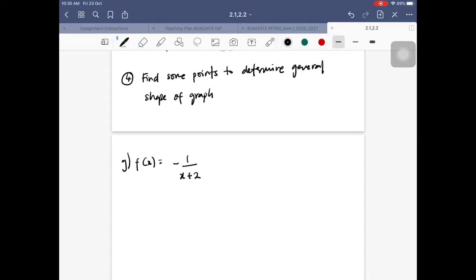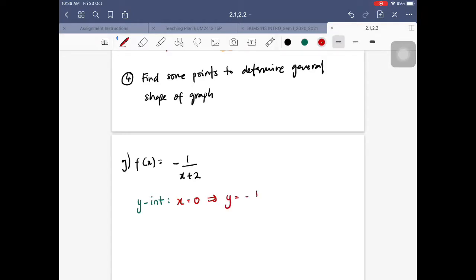Now let's start with the first example on rational function. I have a function g, which is given by f of x equals negative 1 over x plus 2. The first thing that I'm going to do is find the intercepts. Let's start with the y-intercept. We can find the y-intercept when I set x equal to 0.